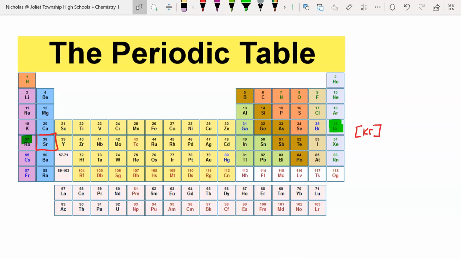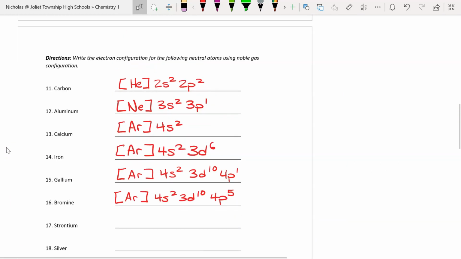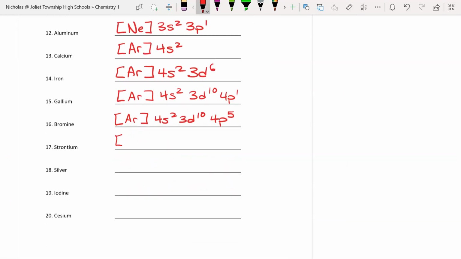All right, let's look at strontium. Strontium is, where are we at? Sr right here, number 38. All right, so this one, we just need to go to krypton. Okay, so let's start with krypton. We are 1, 2 into that S block. This is the 5th row, so this is going to be 5s2. This one was a little bit easier than the last couple. So krypton, 5s2.